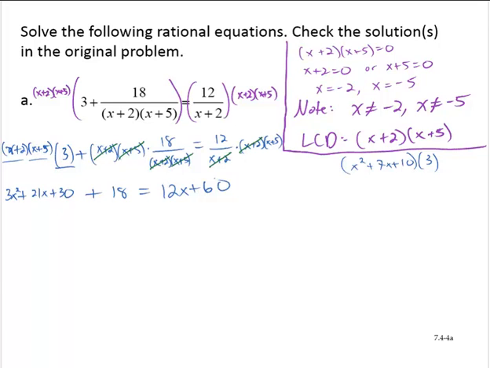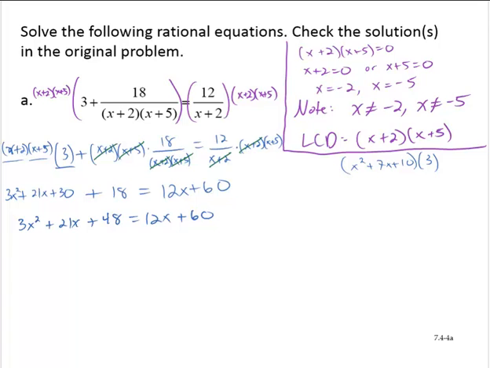Alright, so I see that this is a quadratic equation in x. So let me get one side to 0. I'll subtract 12x from both sides. And I'll subtract 60 from both sides. I should have simplified the left-hand side further first. So let me do that. That's 3x squared plus 21x plus 48 is equal to 12x plus 60.